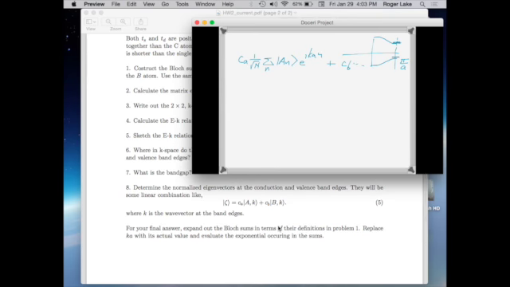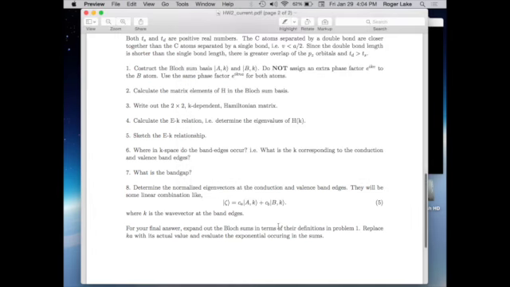So k is pi over a, right? That's an x point. So e to the i pi n is your phase factor. And evaluate the exponential occurring in the sums. And people just leave it there. Come on, guys. This is (-1) to the n.